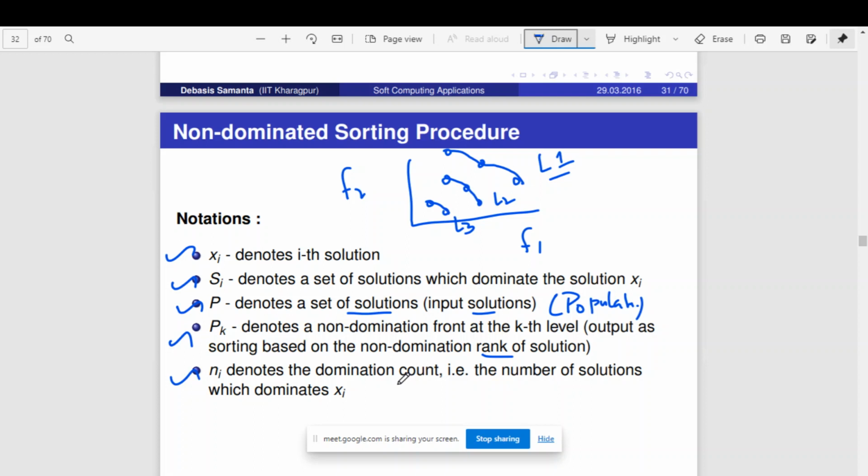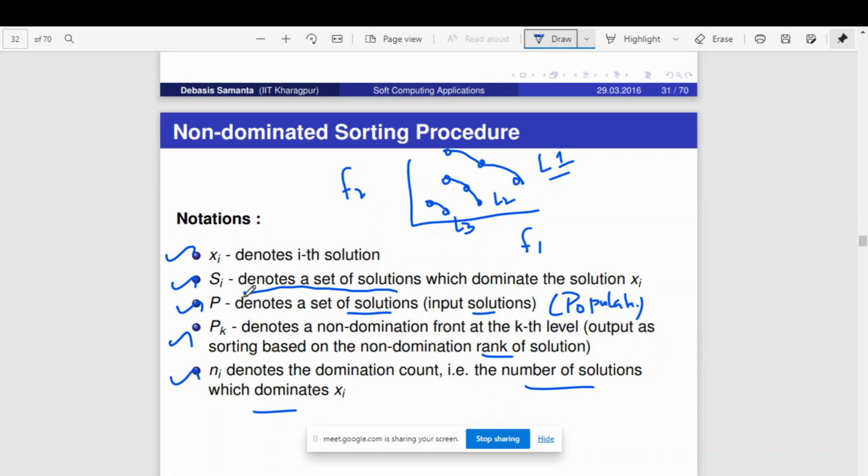Ni denotes the domination count. That is the number of solutions which dominate Xi. So if you see here, Si denotes what? The set of solutions which dominate Xi. Where Ni denotes how many solutions are dominating Xi. So basically Ni is the count of Si. Okay.